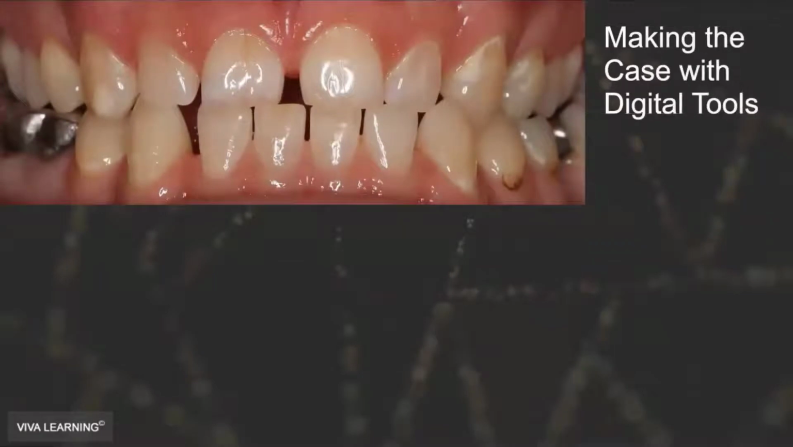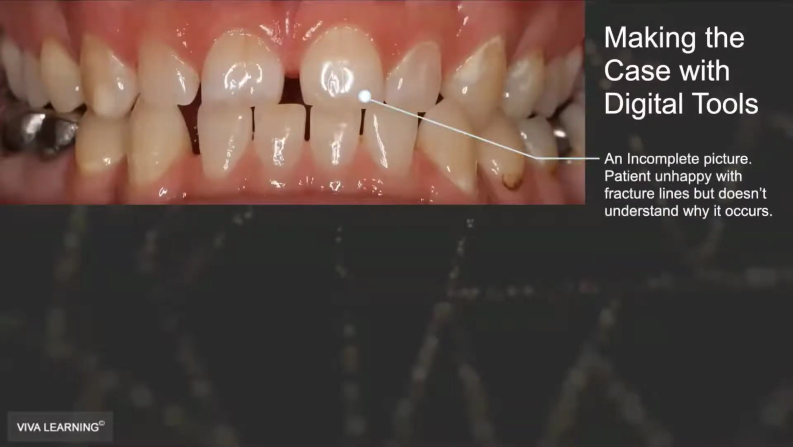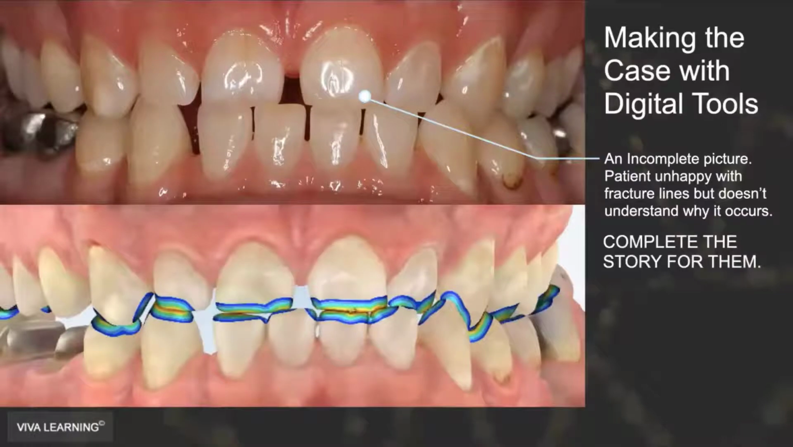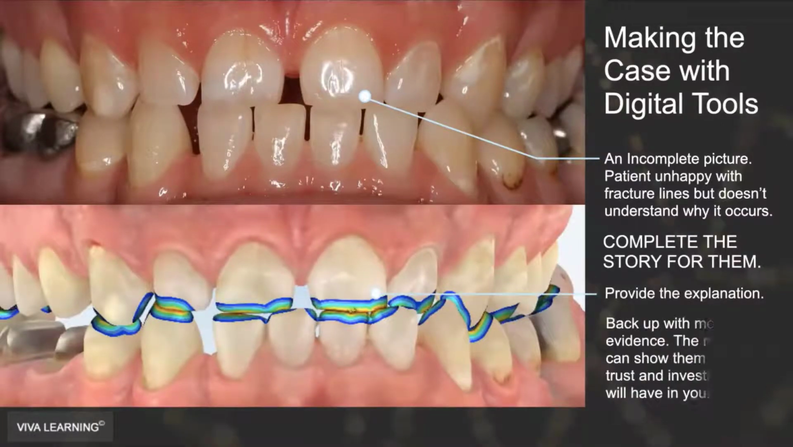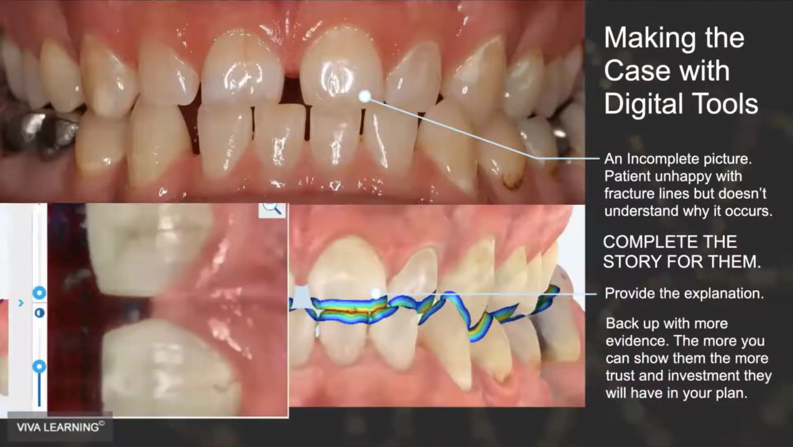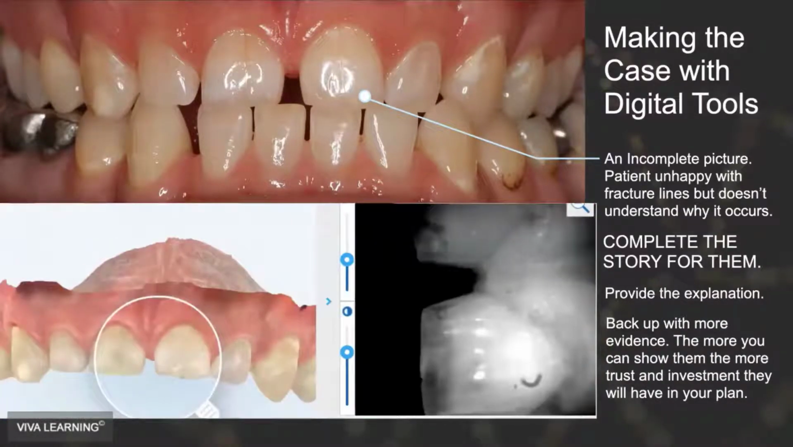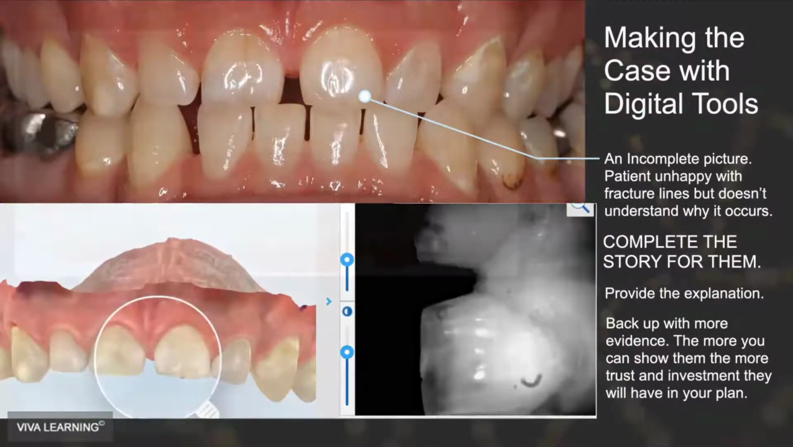So what we'll do is we'll put all the tools together. So we'll make the case. A patient comes in, maybe they're unhappy with their smile, they have fracture lines, they don't understand why this is occurring. So we'll actually complete the story for them using the occlusogram, using all the different tools to back up what we're saying, what we're seeing, and use everything from the NIRI to the occlusogram to the outcome simulator. So that's something that we do very regularly.